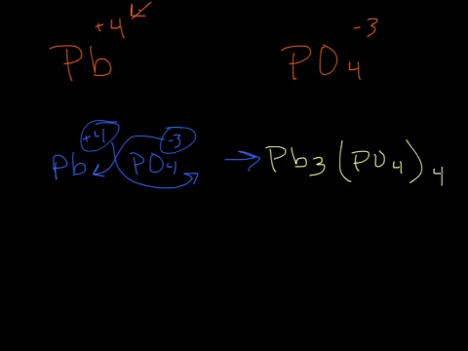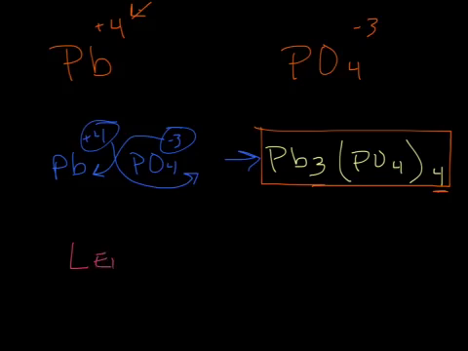Now, I know it's been drilled in your head. Look at these two. You've done the crisscross method. There is no lowest number ratio that we can divide by, so right there. We put it together. Now, let's go a step further. We're going to name this. Alright, we know we have lead. Well, we know we have the plus 4. So remember, variable charge. Put our parentheses, and we know that this is phosphate.